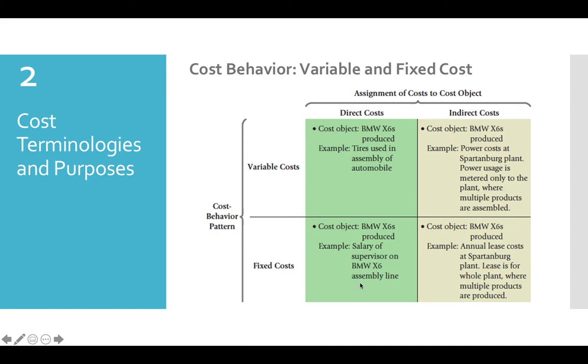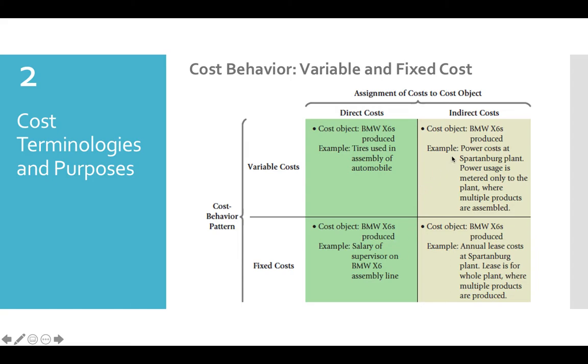And the second kind is the direct and fixed cost, which means we can attribute the cost directly to the cost object and it does not necessarily increase when we increase our production level. For example, the salary of a supervisor of a car assembly line.